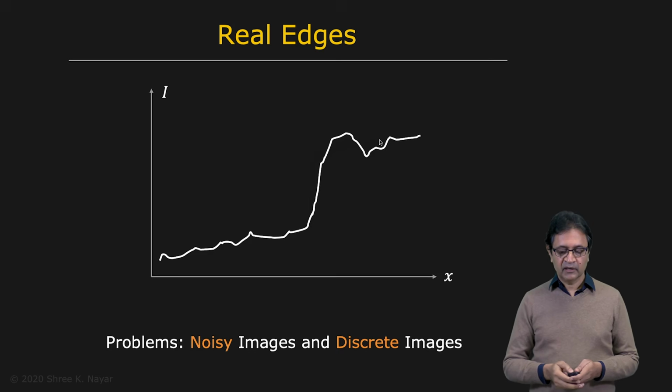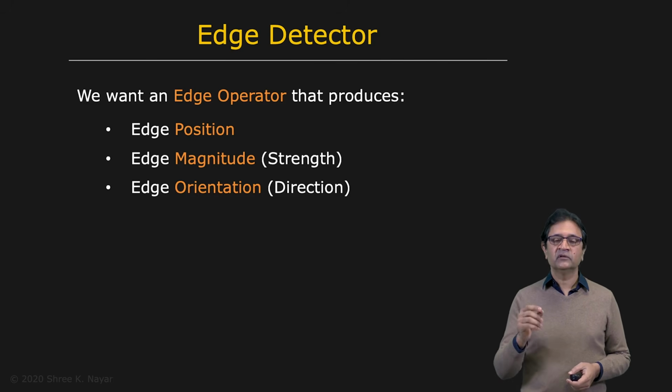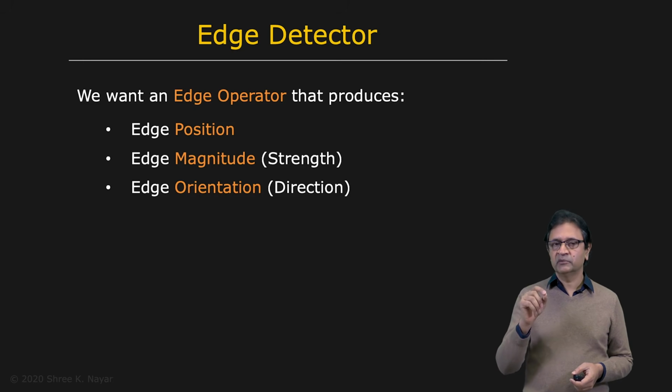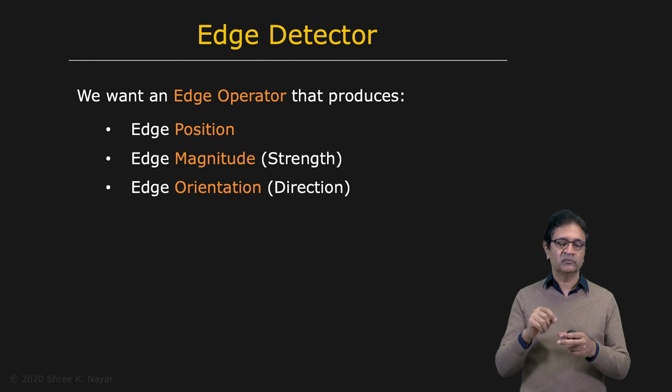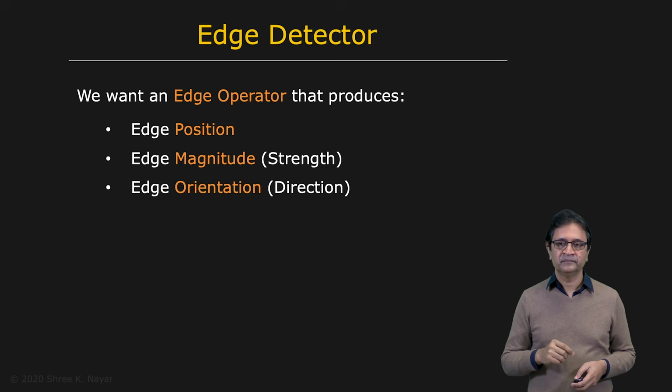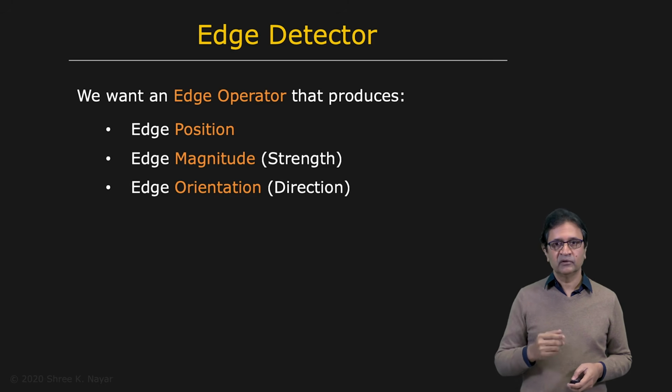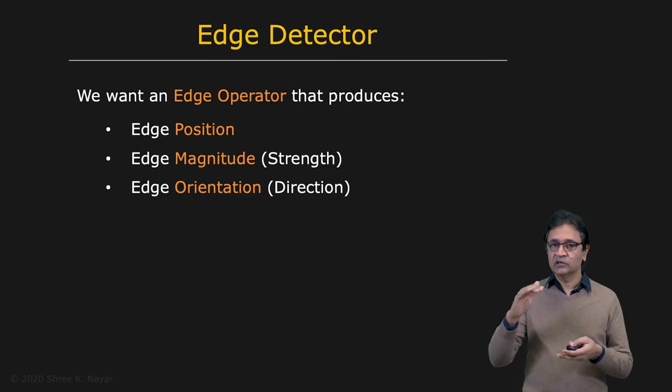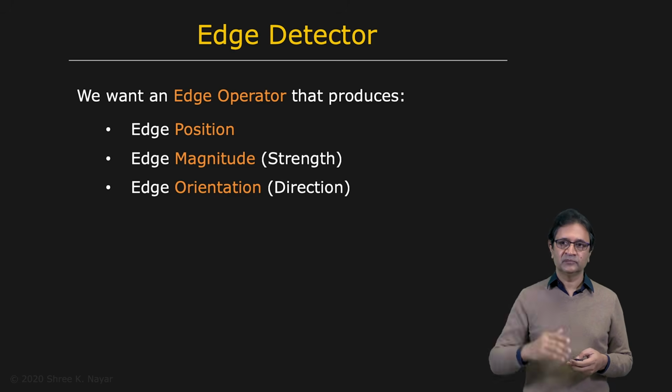So here's what we would like our edge detector to do. We would like it to find the position of an edge. Position doesn't necessarily mean just find the pixel where the edge occurs. Sometimes we want to know with great accuracy where exactly the edge is, with sub-pixel accuracy. That is, where inside the pixel does the edge actually lie. We also want to know what the magnitude of the edge is, so that we can perhaps threshold it to decide for any given application whether this is an edge worthy of attention or not. And then we want to find the orientation of the edge in the image.